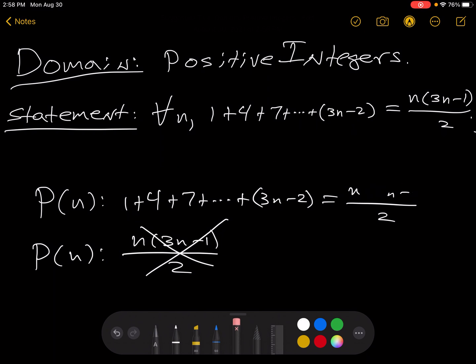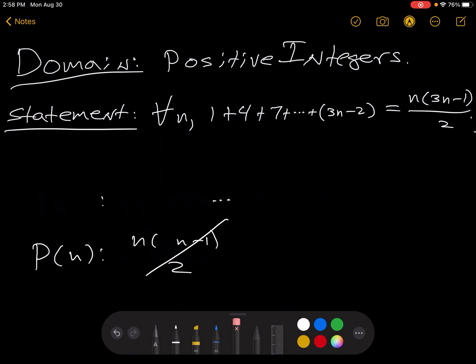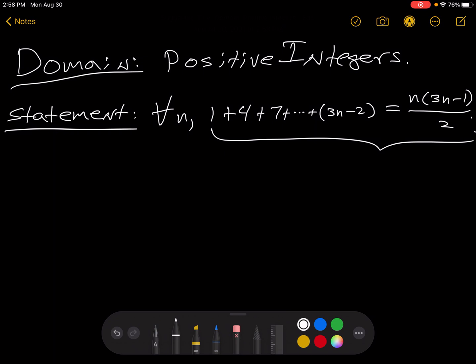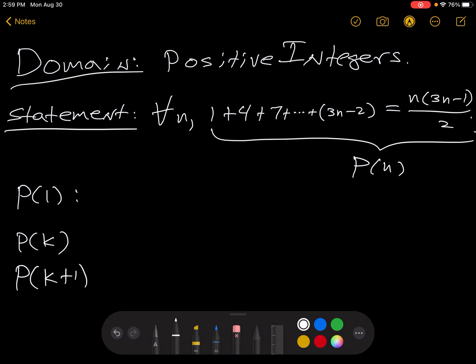All right, now in a proof by induction, there's three pieces that we want, three specific statements that we're interested in. We're interested in P of 1, P of k, and P of k plus 1. Now P of 1, that's like, what would you get if you only put a 1 in there?